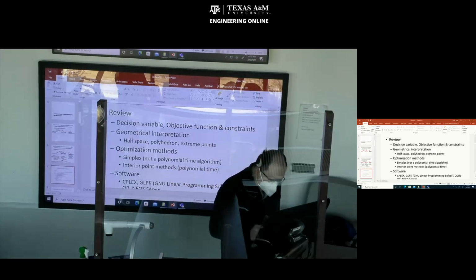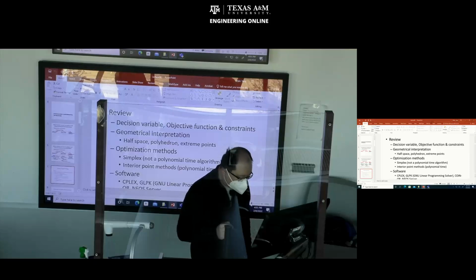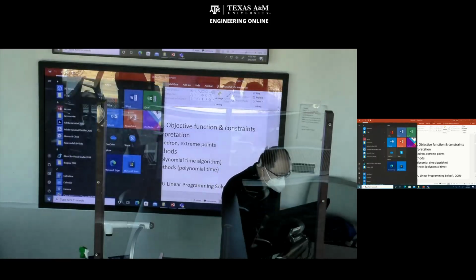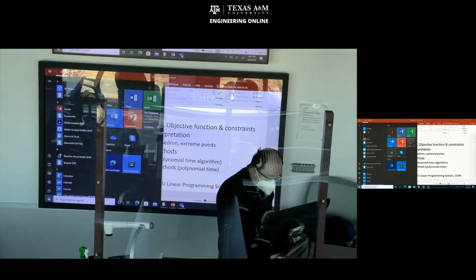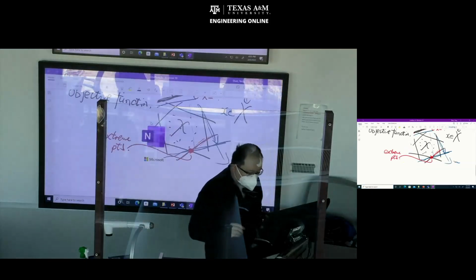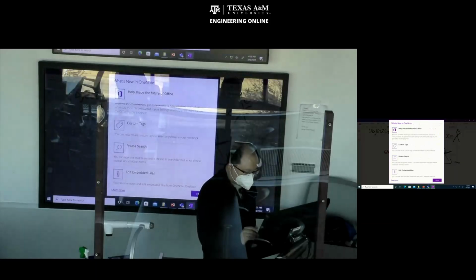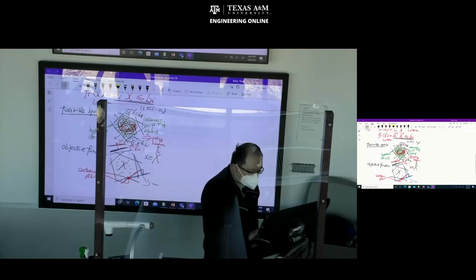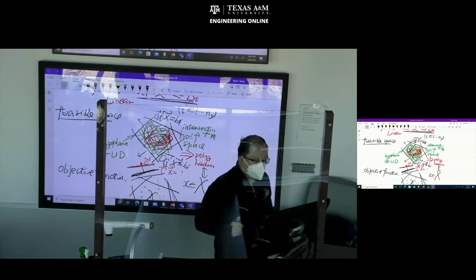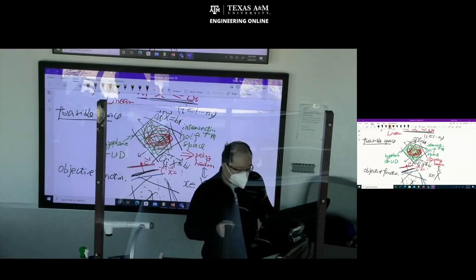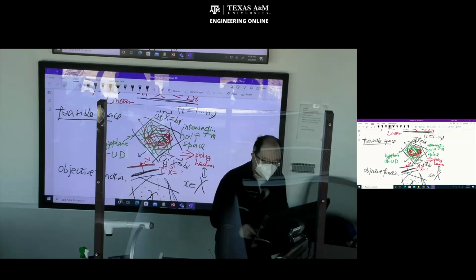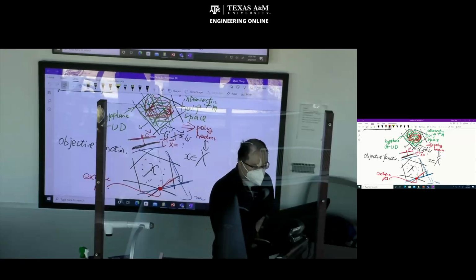So last time we said, if you remember, let's see whether we have this one note saved somewhere. If you remember, this was our illustration back then. So each constraint is defining a half space, and the intersection of them defines a polyhedron, which is your feasible set, right? And then you have a linear objective function, right?